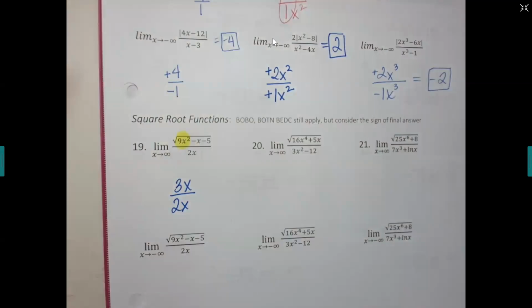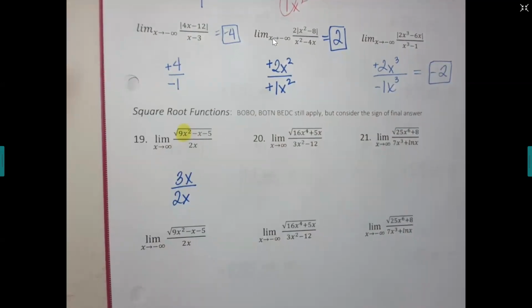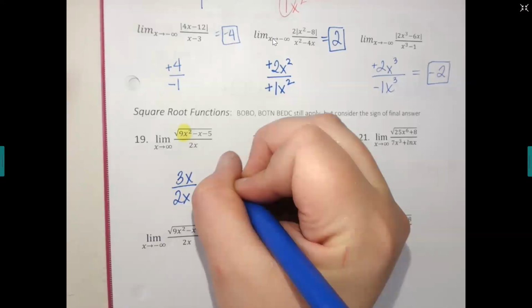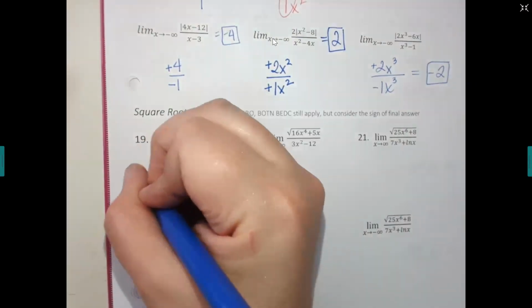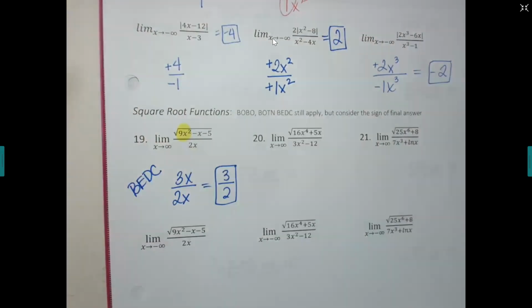Okay, and remember, we don't care about the rest of the stuff in there. We just care about the biggest thing. So if it's a 3x versus a 2x, Bobo, Bottom, Betsy? Betsy, and the Betsy comes out to 3 over 2. Okay, Betsy is 3 over 2.